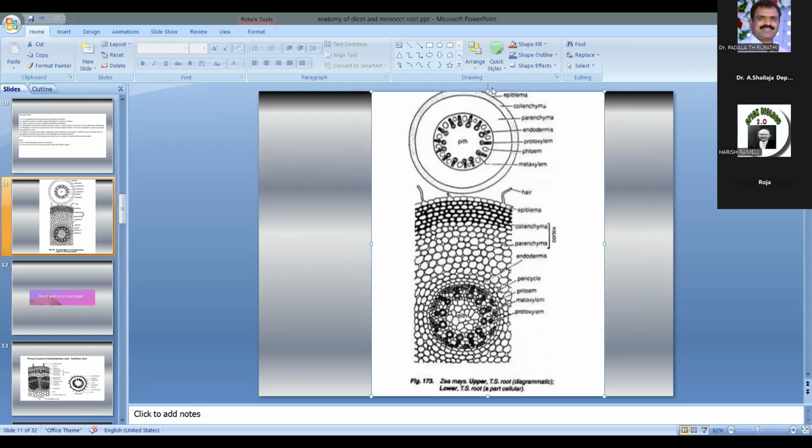Coming to the pericycle, it is usually uniseriate and composed of thin-walled parenchyma cells. In maize, it may be multiseriate. See here, this is Zea mays. You observe that the pericycle is made up of two layers. This is the endodermis, the first outermost layer, and after that the pericycle is made of two layers of cells. Okay, multiseriate parenchymatous tissue.